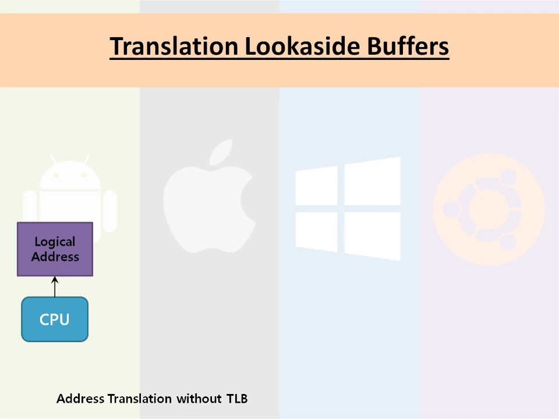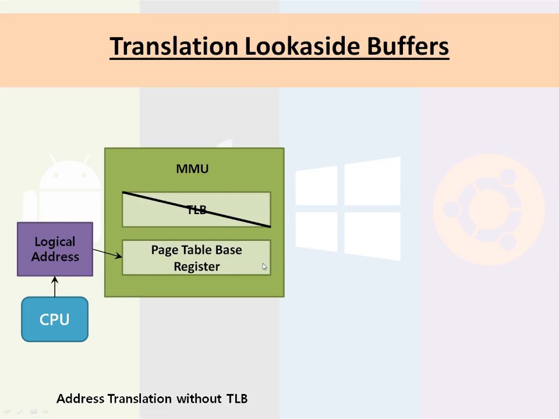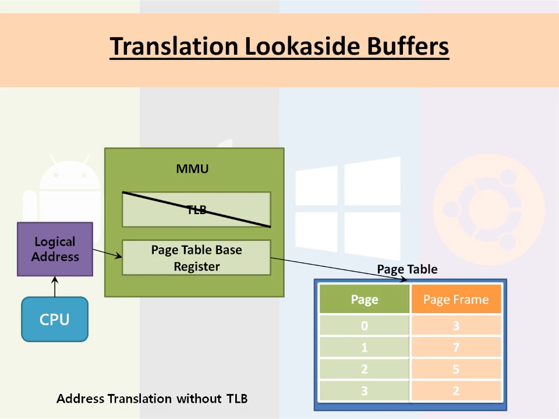Okay, so let's just ignore what the TLB is for a moment and focus on what happens when an instruction is processed. So firstly, our CPU generates a logical or virtual address, and the MMU takes this logical value and uses the page table base register to translate this address, and this register points to the top of this process's page table like any other base register would, and then the correct page frame is fetched as a result of using this page table.